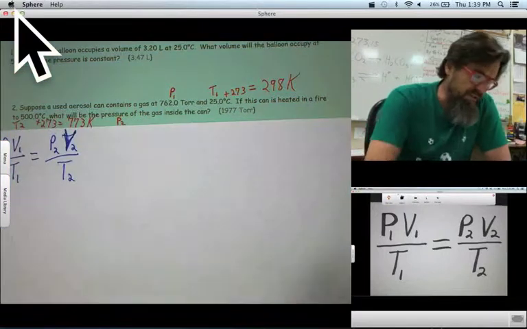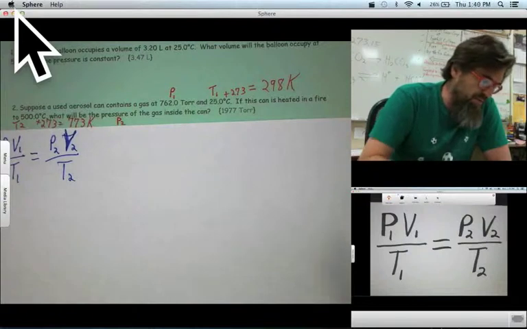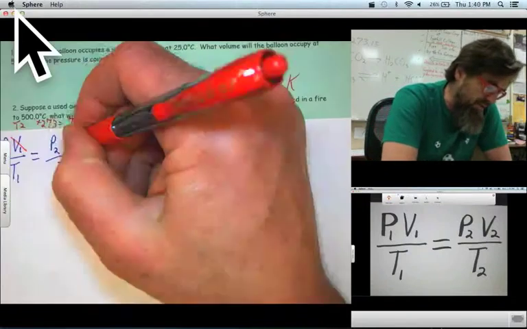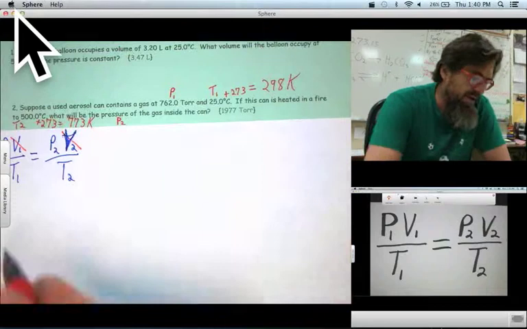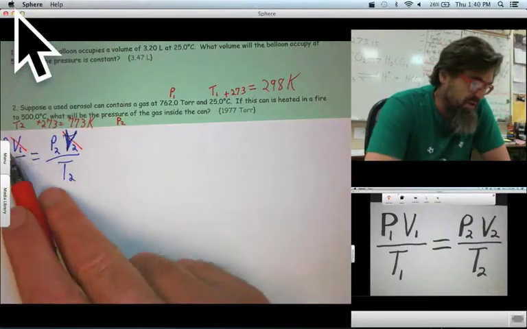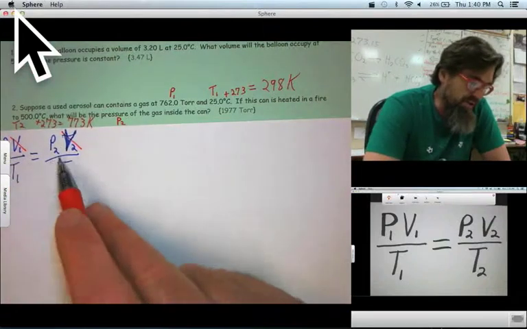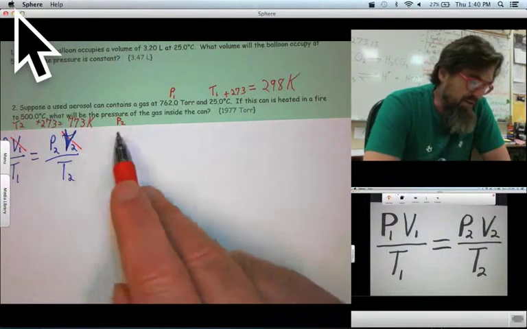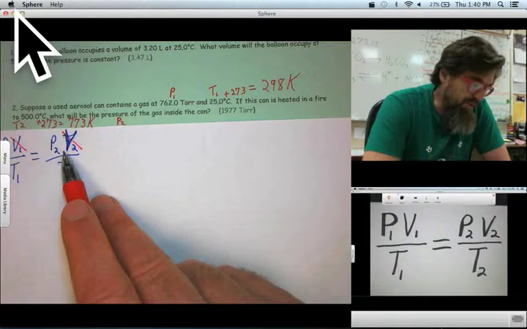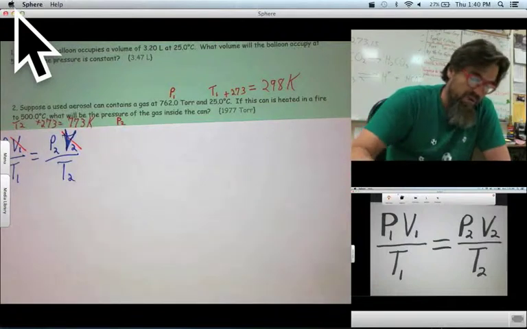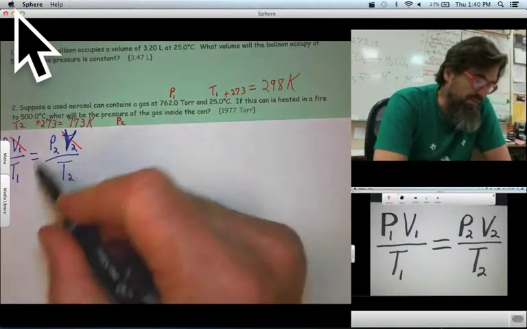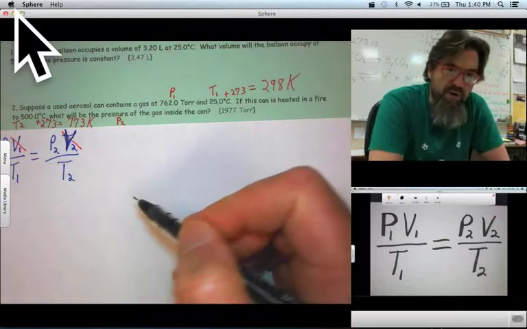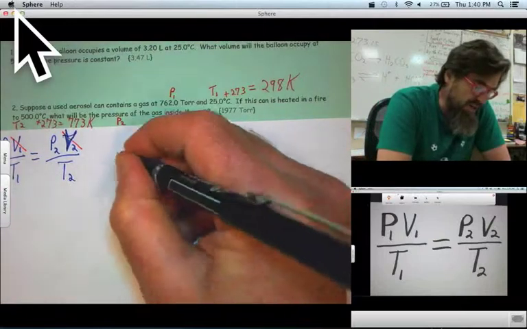And we mentioned it's a can, no mention of volume. We're going to cancel out volume. And now we have a simplified equation. P1 over T1 equals P2 over T2. All right, we want the new pressure, P2. So, in a new color, let's solve for P2. That means let's start a new equation. We'll start it right here.